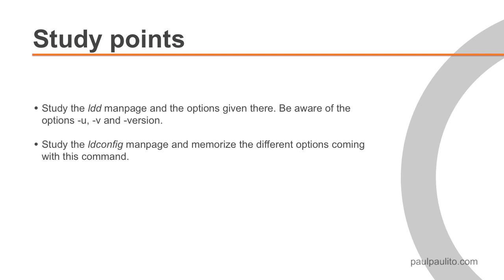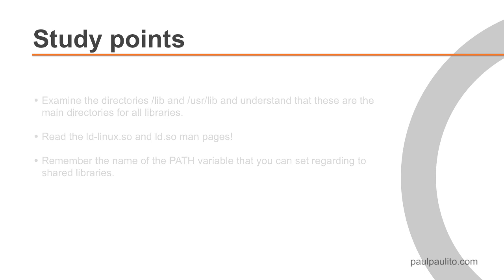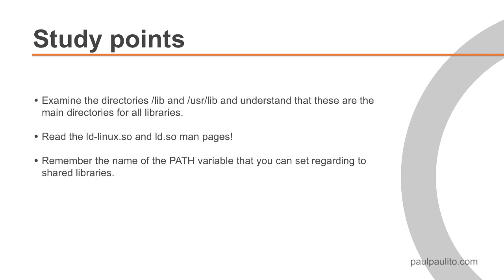Study points. Study the ldd man page and the options given there. Be aware of the options -u, -v, and --version. Study the ldconfig man page and memorize the different options available with this command. Examine the directories /lib and /usr/lib and understand that these are the main directories for all libraries. Read the ld-linux.so and ld.so man pages. Remember the name of the path variable that you can set regarding shared libraries.